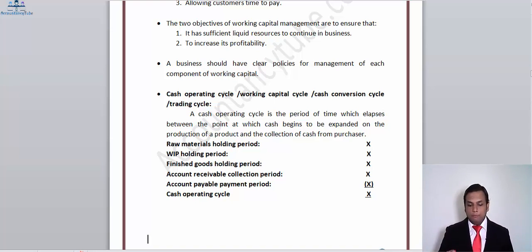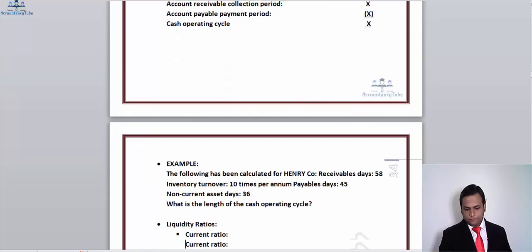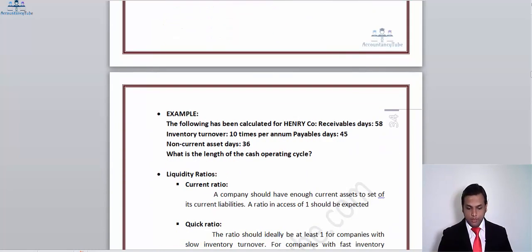Now note over here that the payable period is always a negative, so be careful over there. Most students make this silly mistake. And when we compute all these, we have got a cash operating cycle. There's an example over here as well.